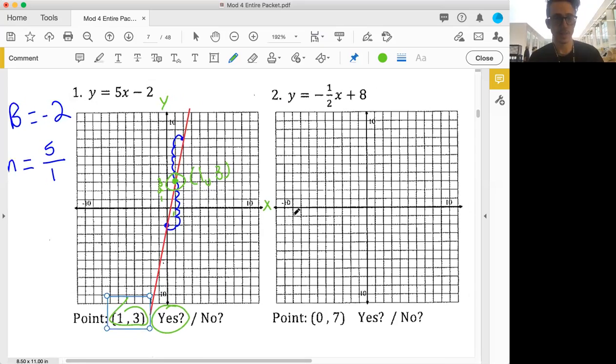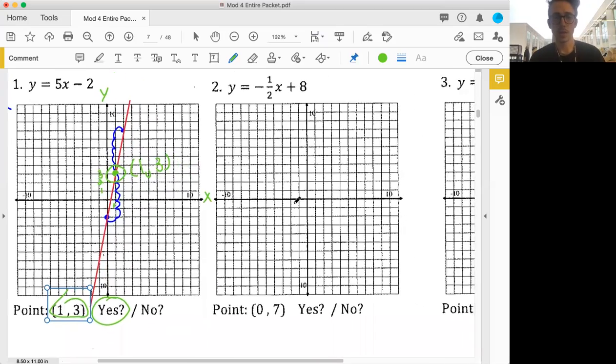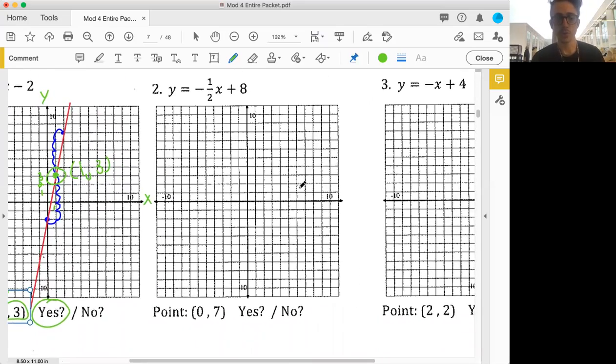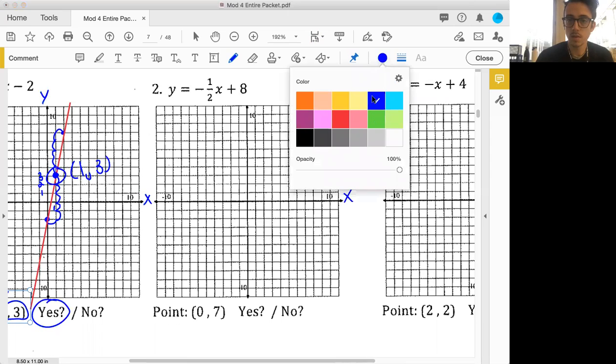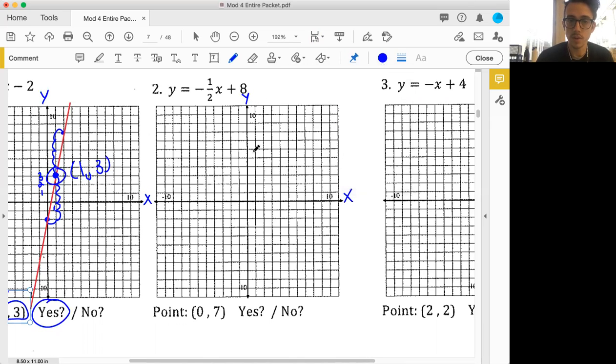Let's see if we can find one that's not. And I'll switch up how I approach this one. So this is asking if (0, 7) is on the line, which would be 0 in the x direction, 7 in the y direction. So 1, 2, 3, 4, 5, 6, 7. So they're asking if this point here is going to be on the line.